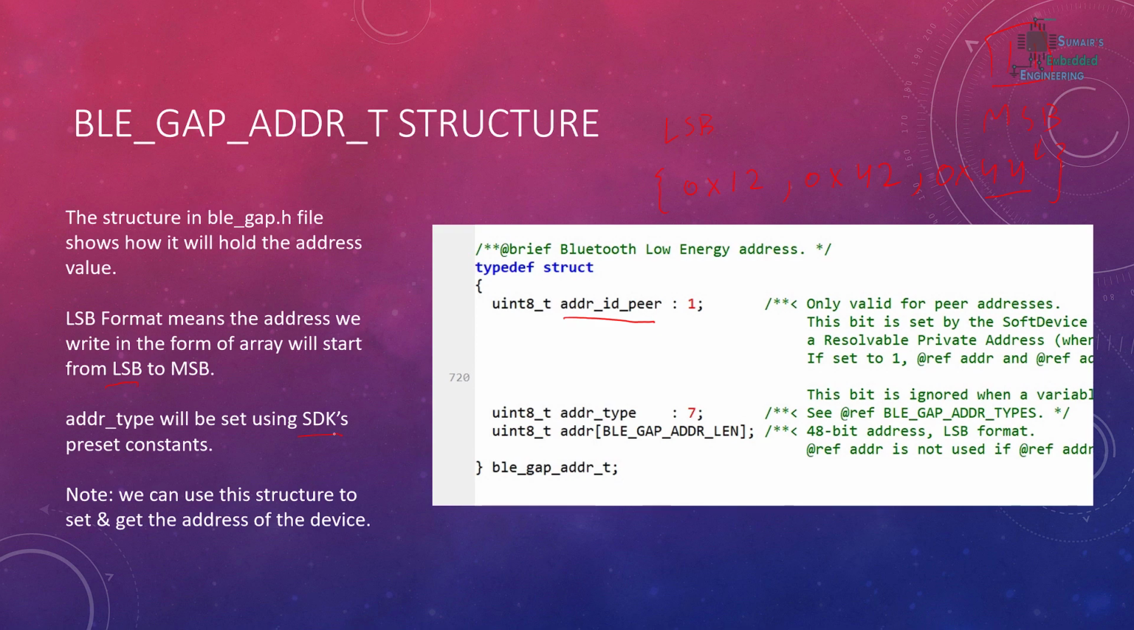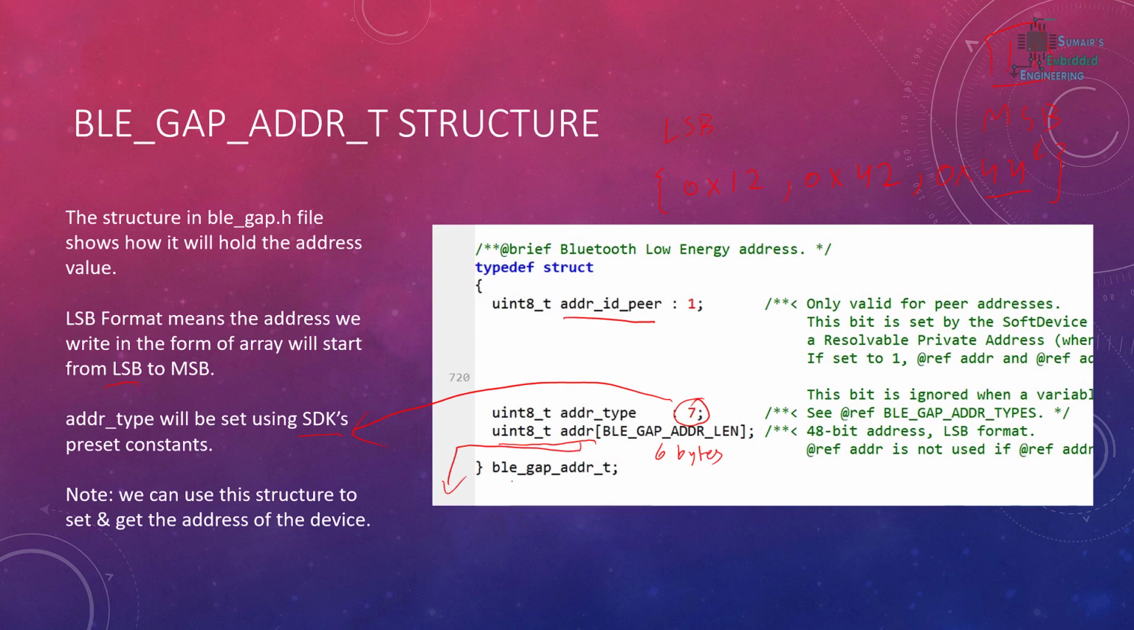So we can use this structure to set and get the addresses of the device. The main things here are the address type, which will be set according to the preset constants, or the SDK has the constants for us, and we will use those constants. The last important thing is the uint8 type address and its length. The length, as you know, is 6 bytes, and the address would be this.